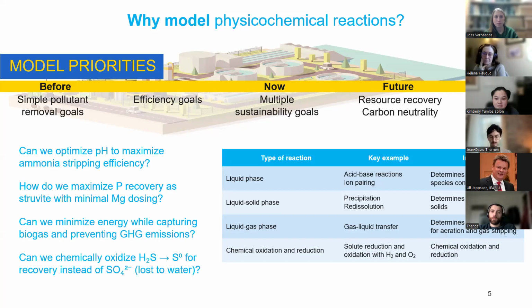table. So we need to know the liquid chemistry to understand the pH, which is important for precipitation, which is also important to understand gas transfer and oxidation reduction. So we cannot answer these questions if we only use biochemical models, and we need physicochemical modeling for that.